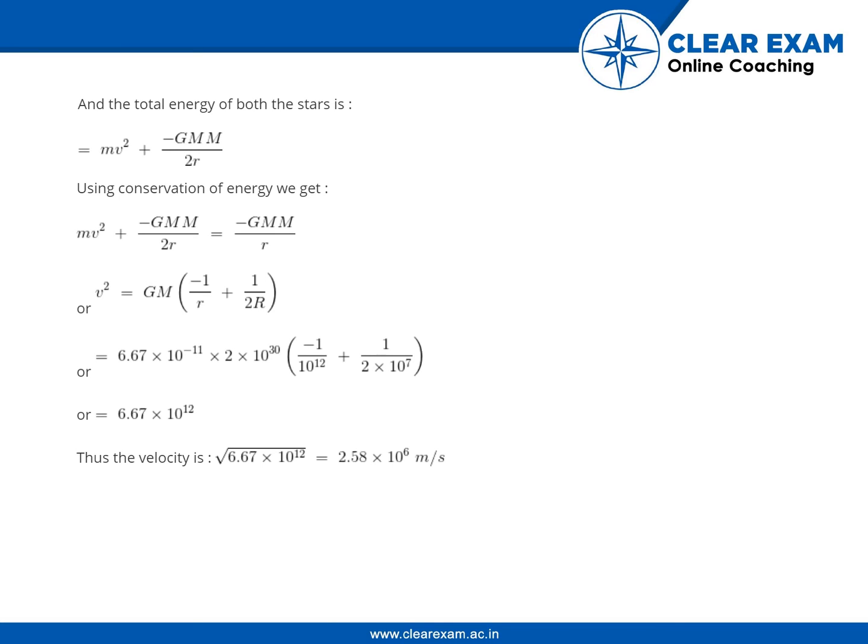So the G value is 6.67 into 10 power minus 11 and m is 2 into 10 power 30. In this bracket you have r as 10 power 12 and 2r as 2 into 10 power 12. By calculating these values, you will get 6.67 into 10 power 12. Therefore, v square is this value, so v will be the root of 6.67 into 10 power 12, which is nothing but 2.58 into 10 power 6 meters per second.